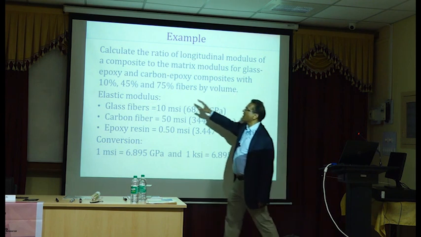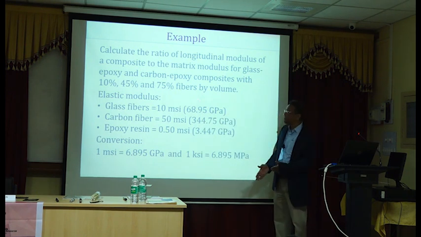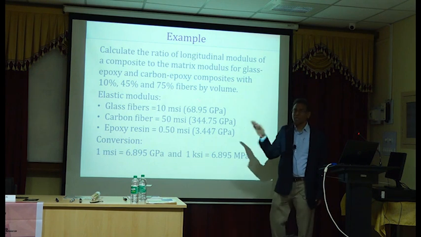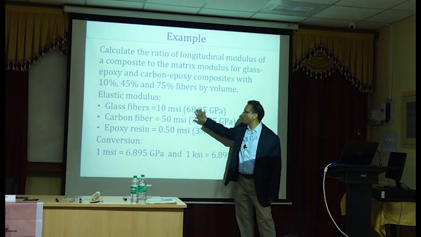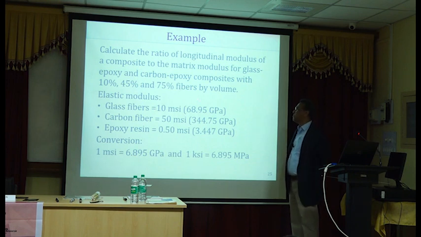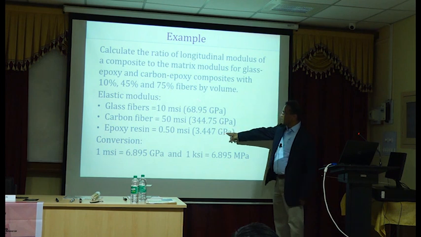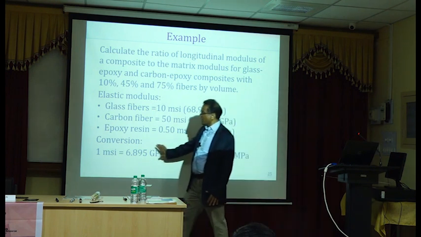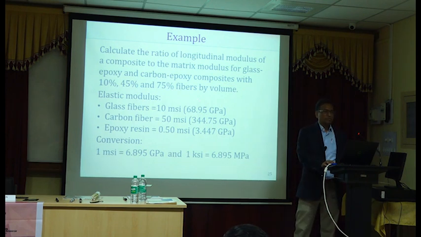Then we have the elastic modulus of glass fibers, let's say 10 MSI. I had everything in MSI units. I added GPa units so that you can relate to these numbers much easier. So it's about 68.95 GPa. That's the reason it's not a whole number. 68.95 GPa, carbon fiber, 344.75 GPa, epoxy resin, some kind of epoxy in those bars, so that's 0.5 MSI. I just added this conversion factor so you can do the conversion yourself if you want.